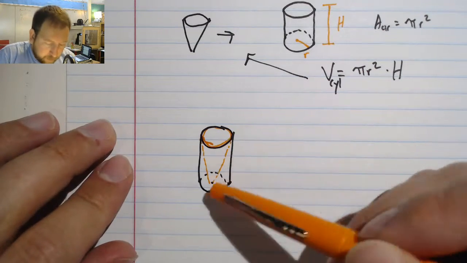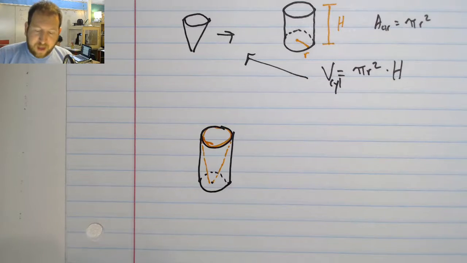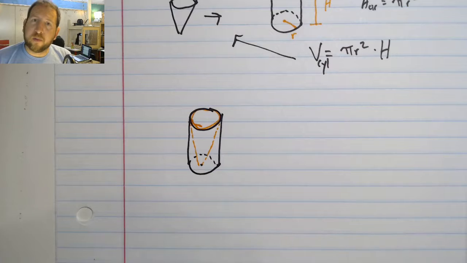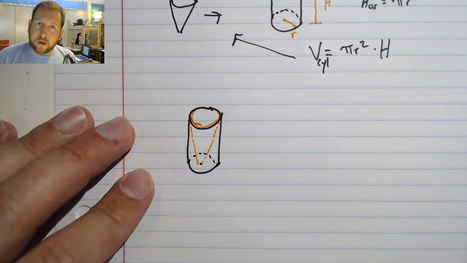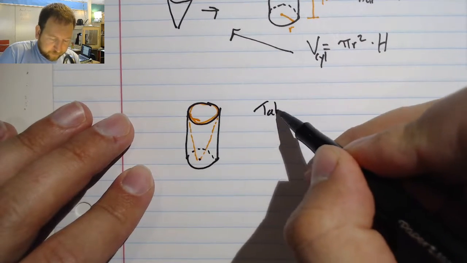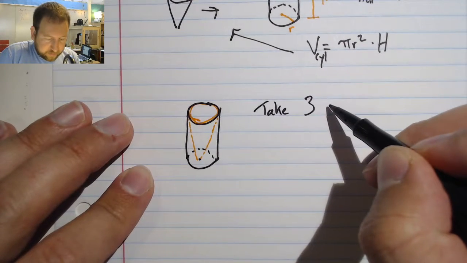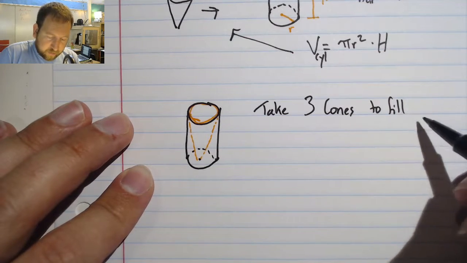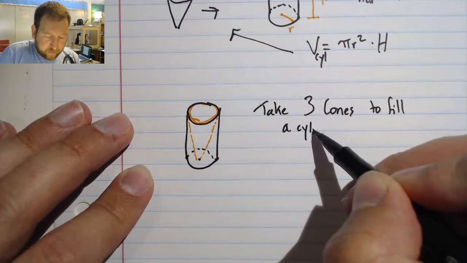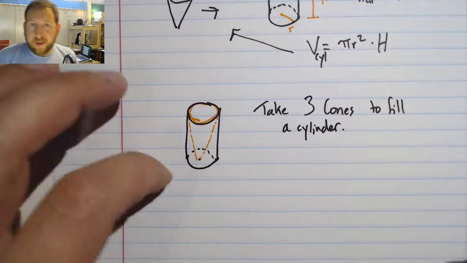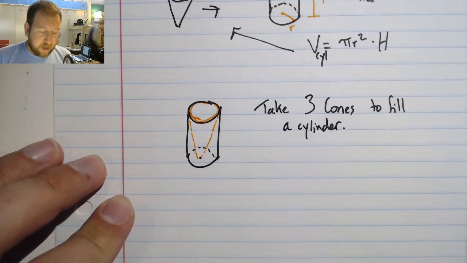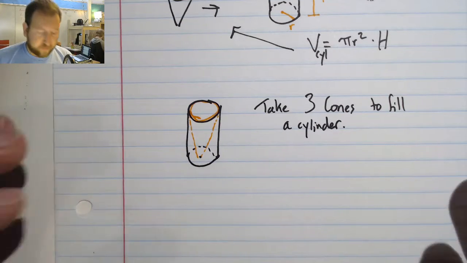And if I built it perfectly, I could do the same experiment that I did before, where I could take these and fill them up with water, and I could dump them into the larger cylinder. And what I would notice is that it takes three cones to fill a cylinder. And that's going to mean that if I want the volume of just one of these cones, I'm just going to take 1/3 of the total volume of the cylinder.